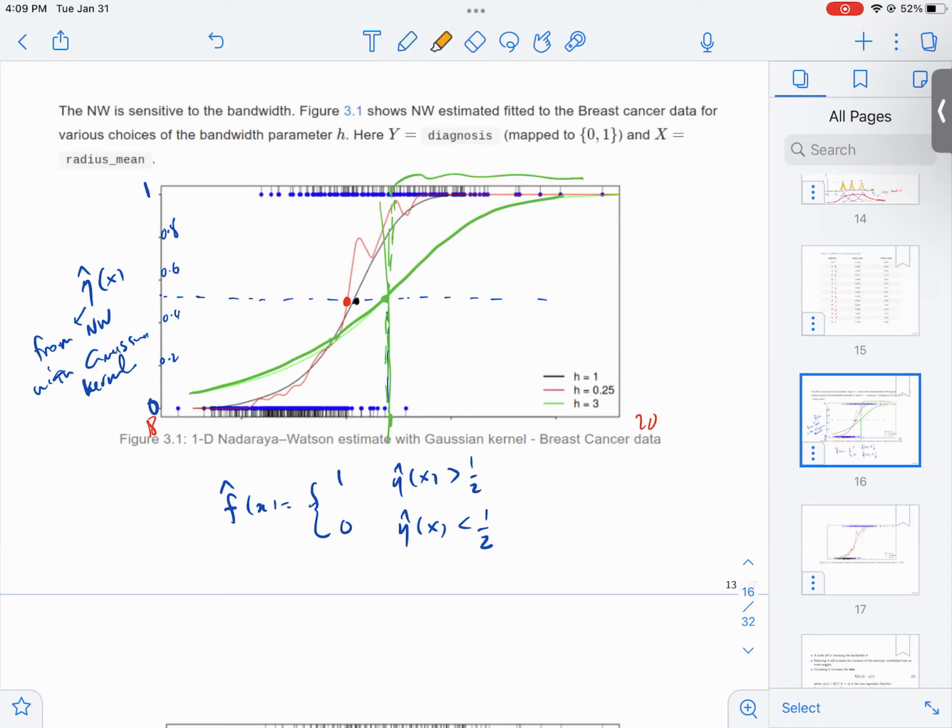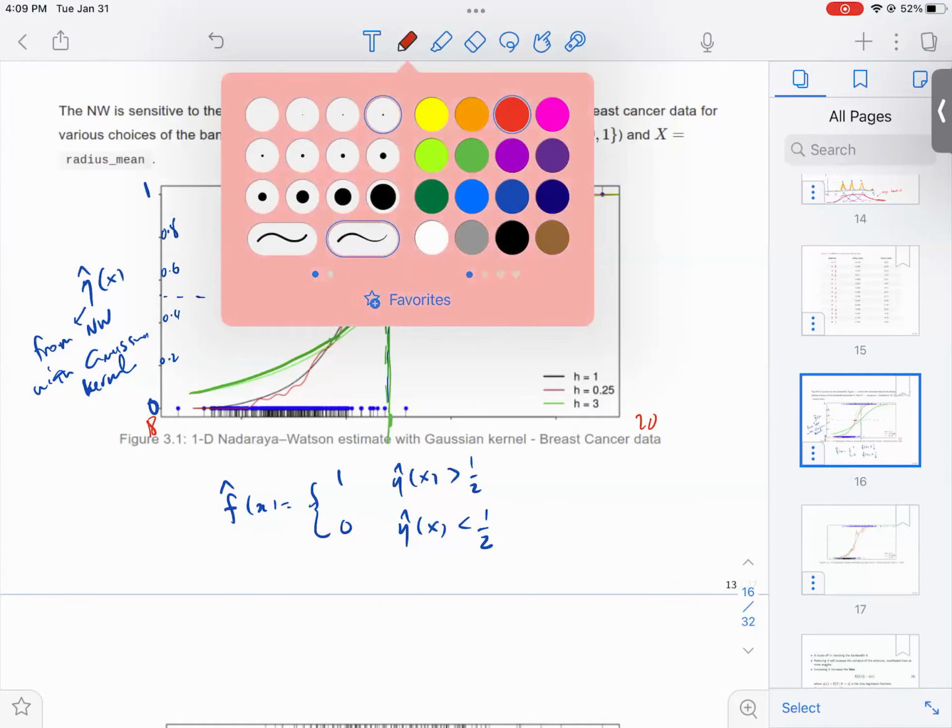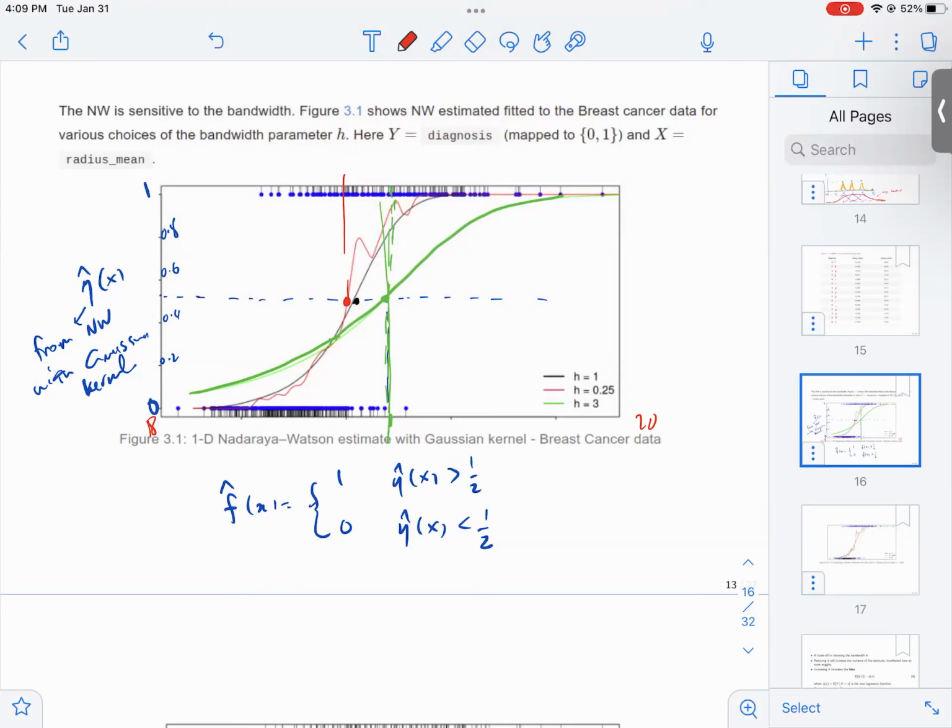If I do the red one, I'm going to classify at this point. So anything to the left of the red one would be classified as 0. Anything to the right would be the other way around, depending on which is left or right. So anything here would be classified as 0. Anything on this side would be classified as 1, right?